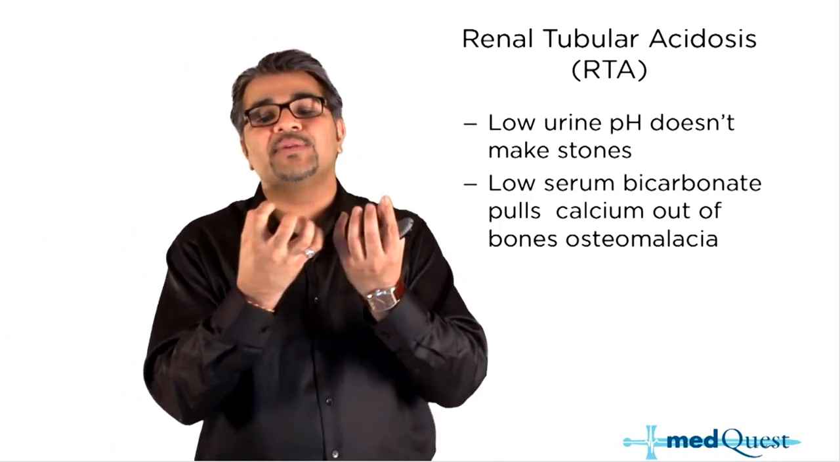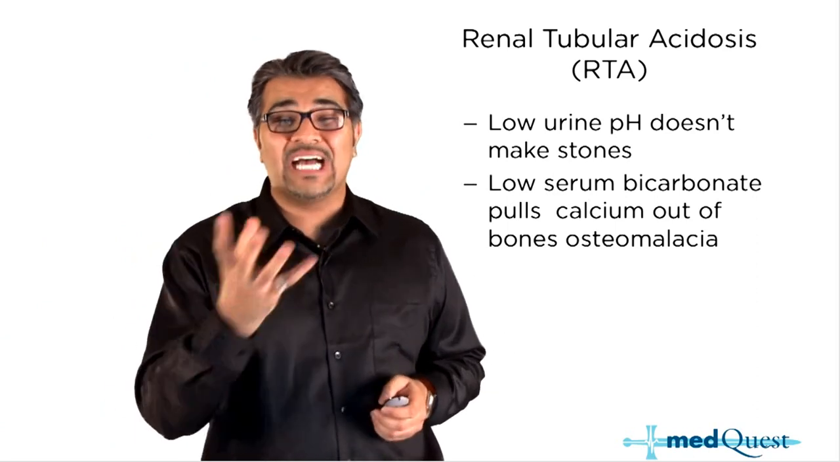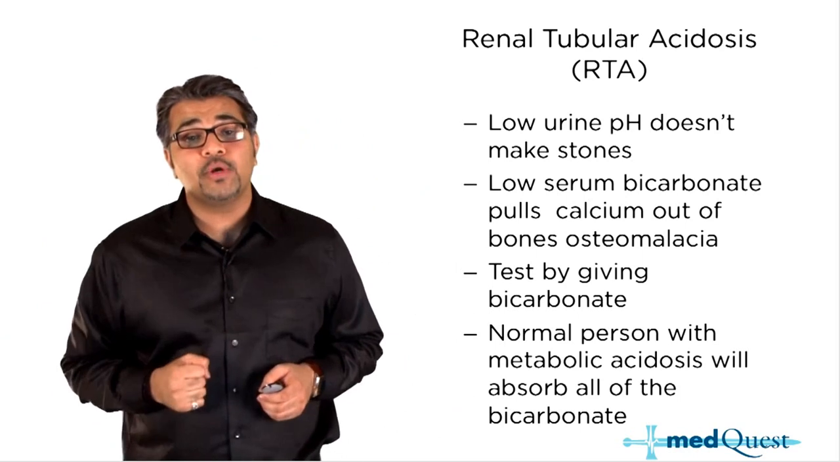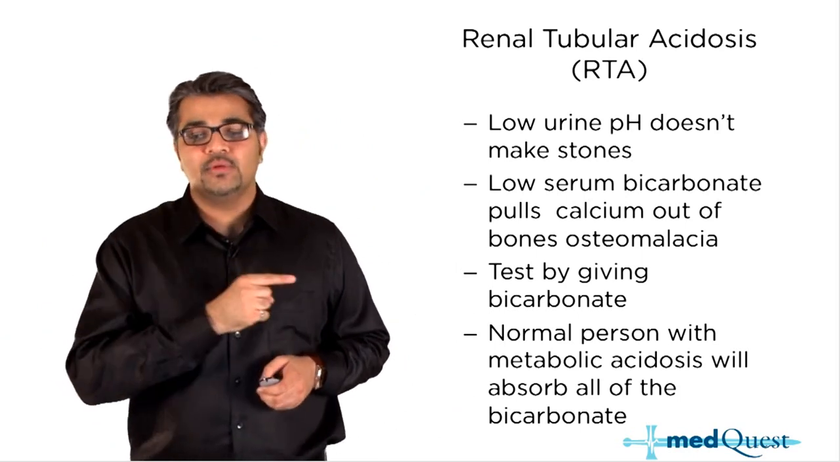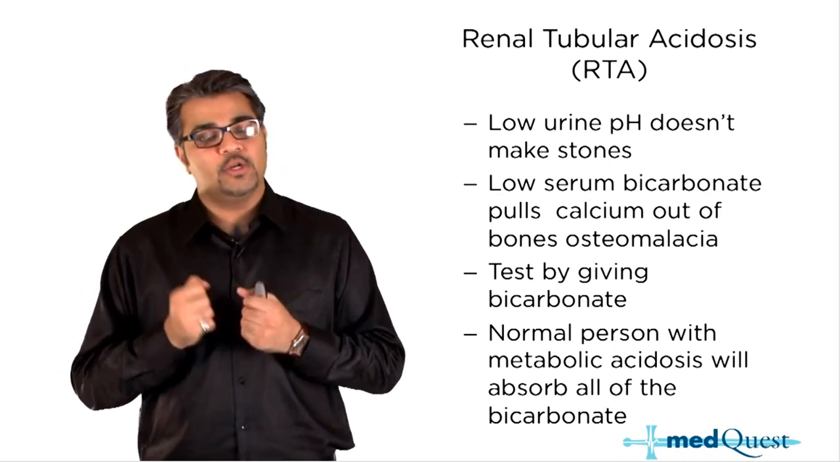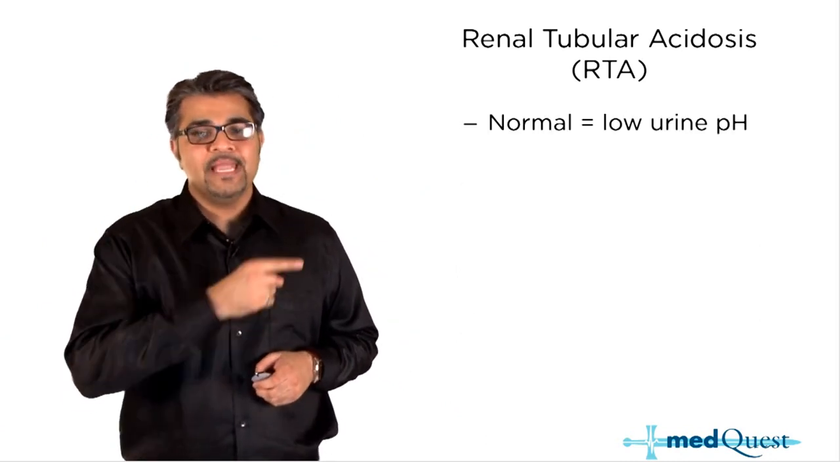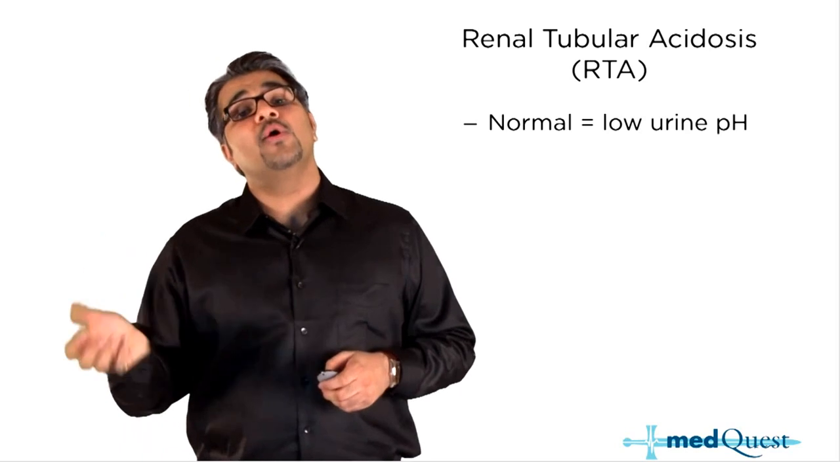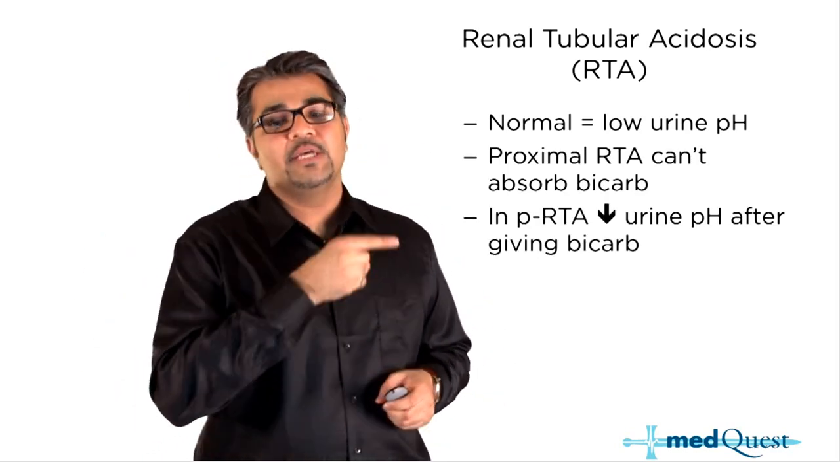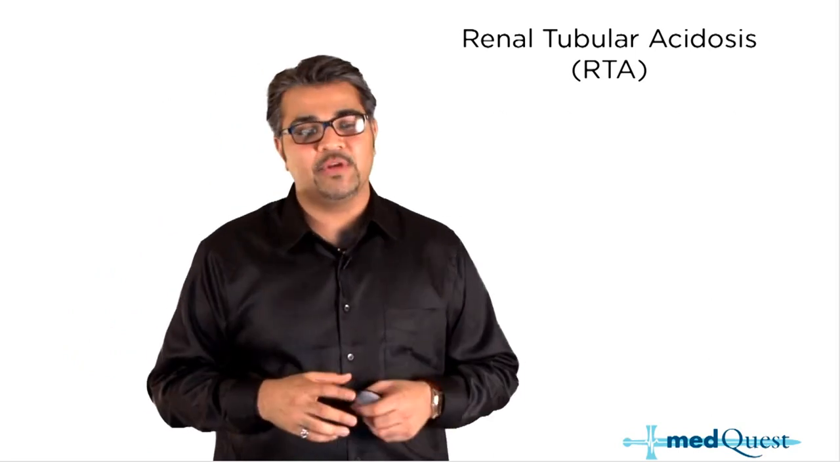It causes calcium to pull out of the bones, and osteomalacia can occur. You test them by giving them bicarb. In a normal person, they will absorb all the bicarb, and therefore their urine pH will stay low. But remember, in proximal RTA, they can't absorb the bicarb. So in proximal RTA, the urine pH will drop after giving the bicarb.